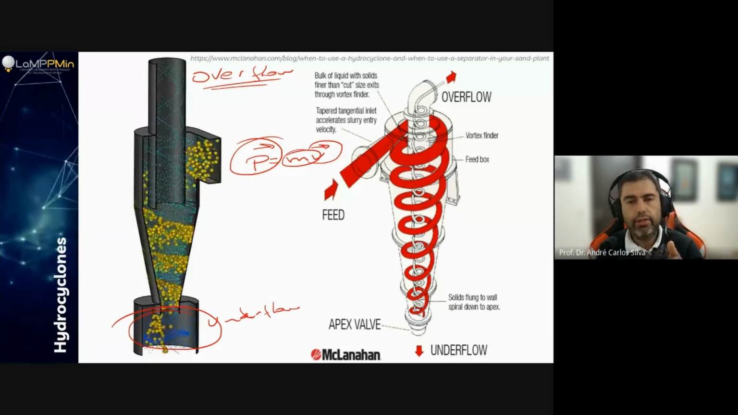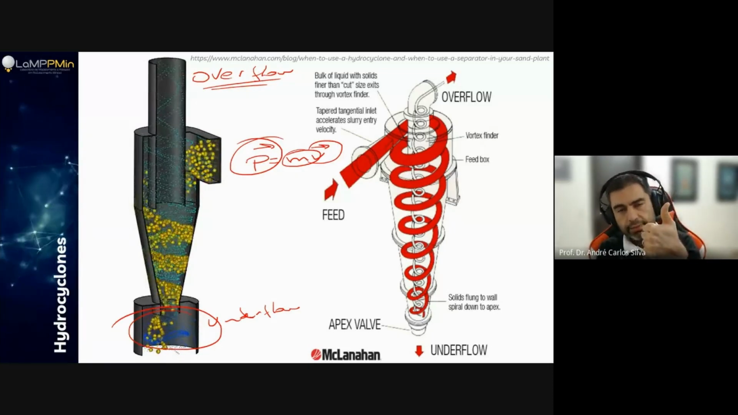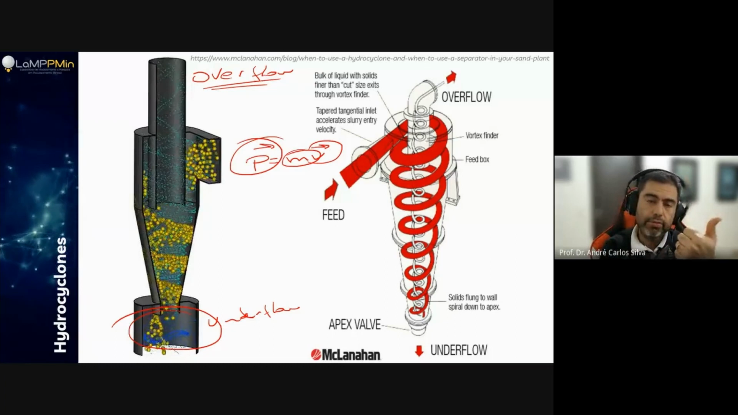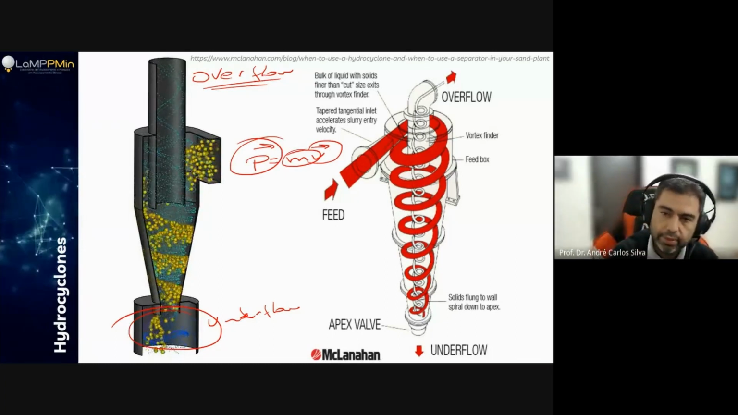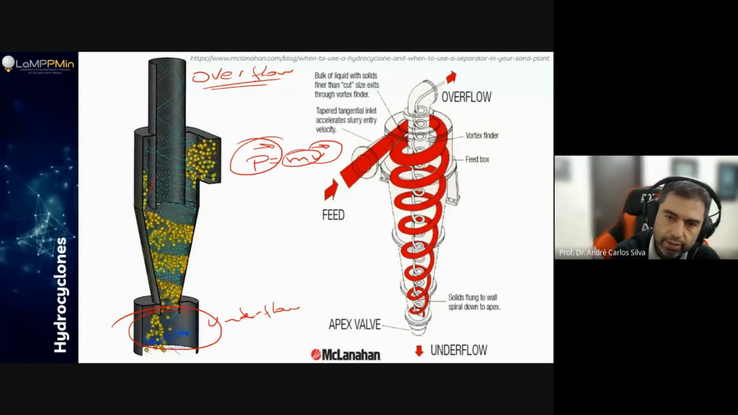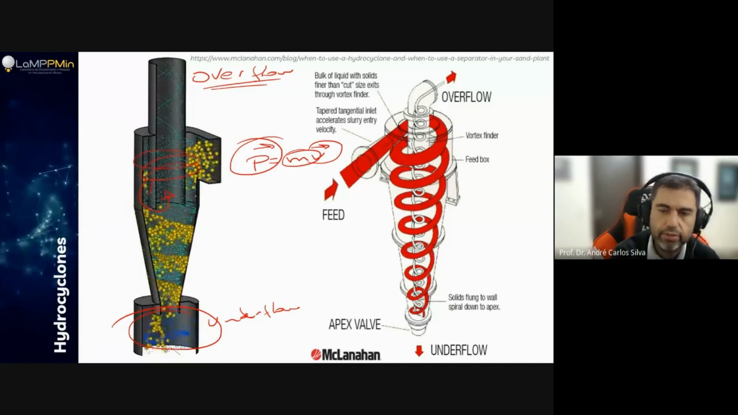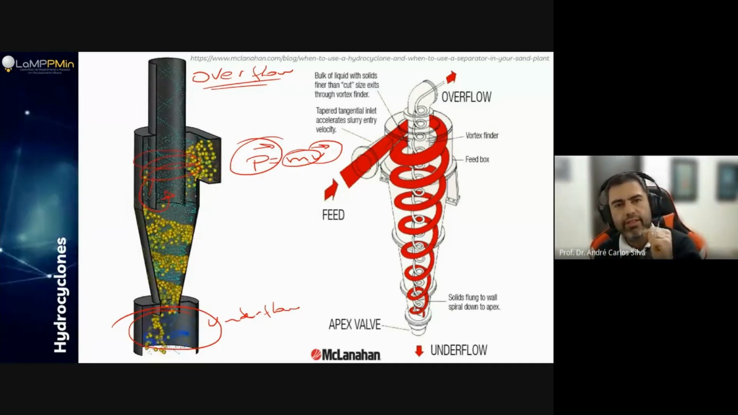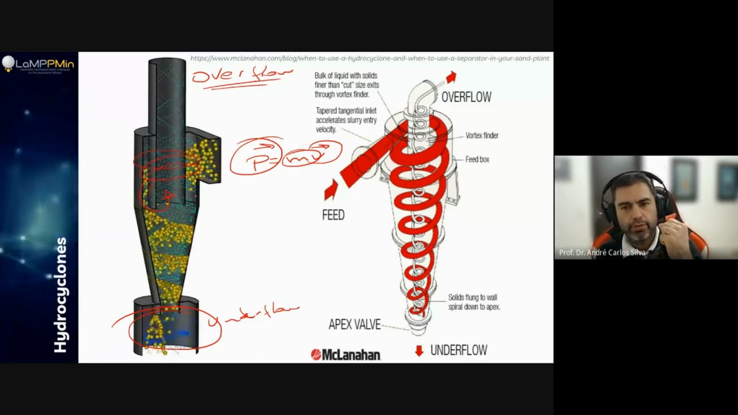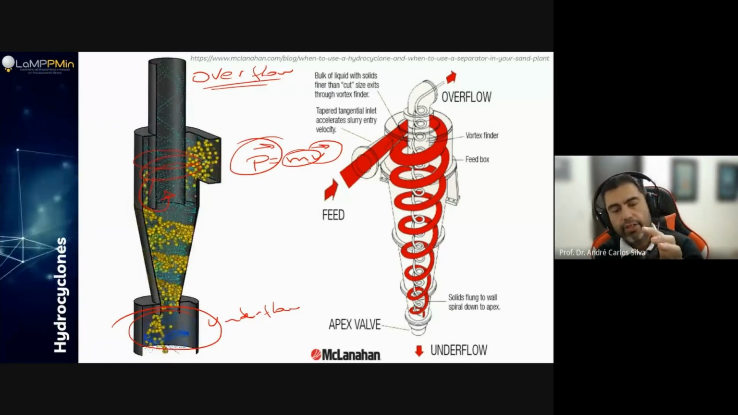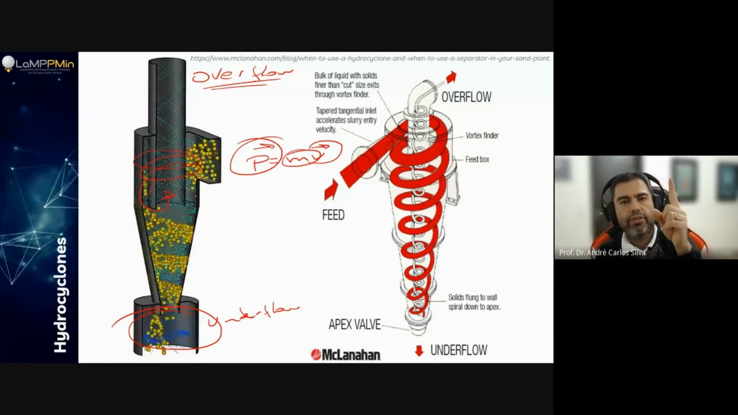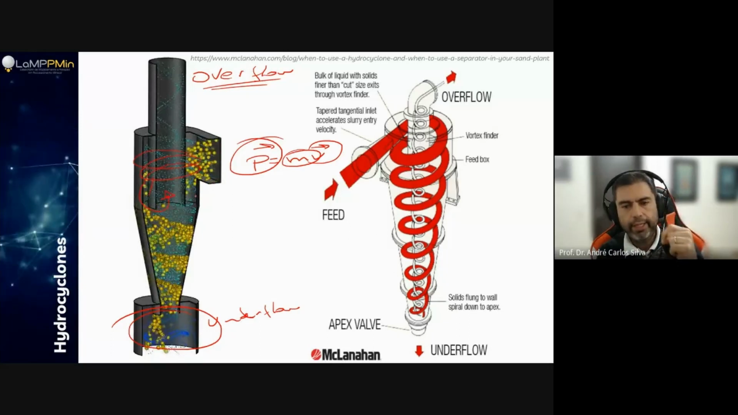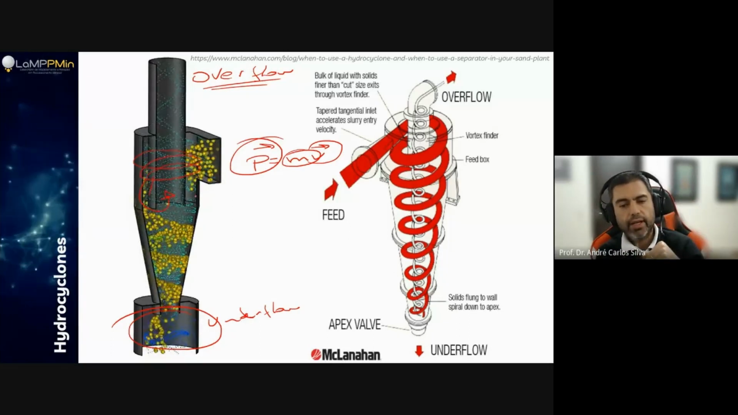The hydrocyclone is composed of the inlet, which is the part where I introduce my material into the hydrocyclone, and the vortex finder, which is this tube in here. The material is going to go around the tube after the feeding, and if it goes inside the tube, game over for it. It's going to be collected and transported to the overflow. So the vortex finder has to prevent the feed material from just bypassing the hydrocyclone and going straight to the overflow.